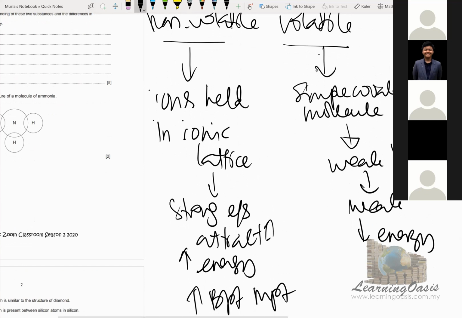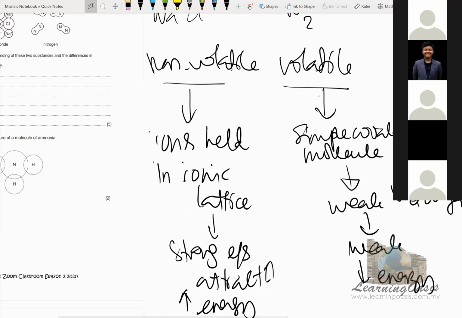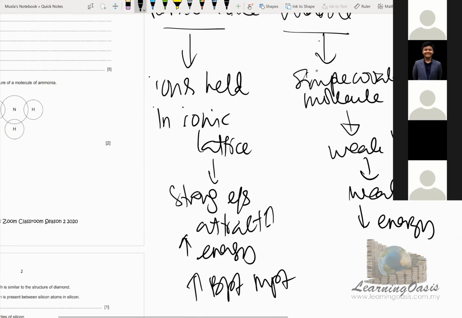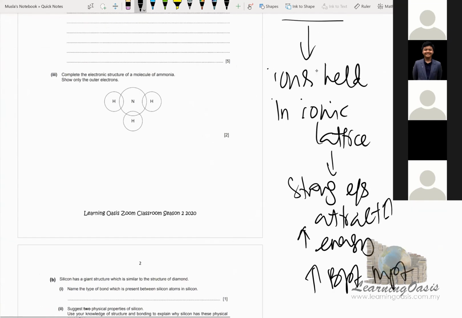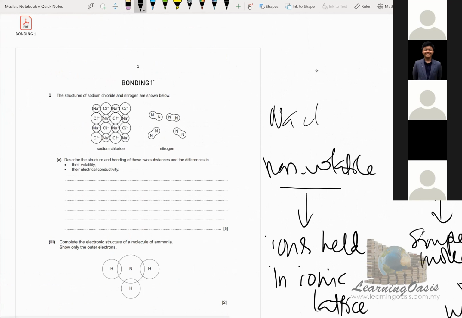Nitrogen is volatile. Okay, and then you mentioned nitrogen molecules are simple covalent molecules. The molecules are held together by weak van der Waals forces that require much less energy, hence low melting point and boiling point. Get it? Because they ask you to compare, describe the structure and bonding in differences in their volatility.